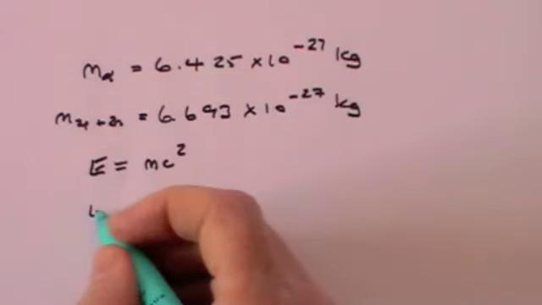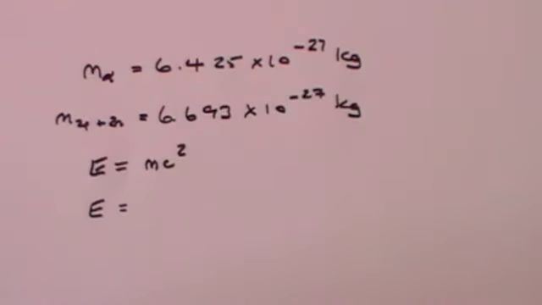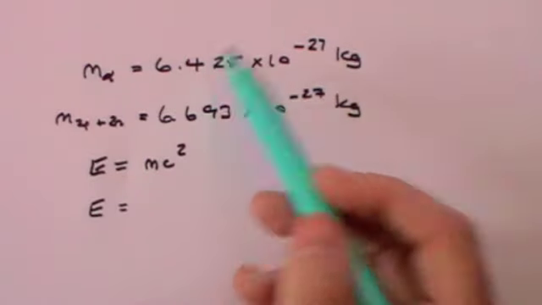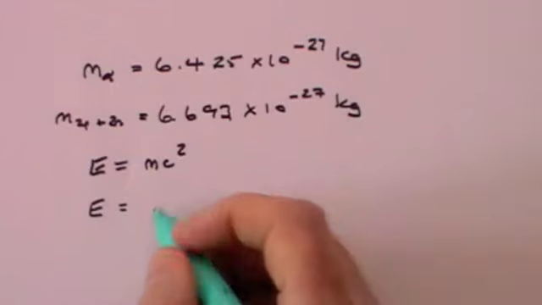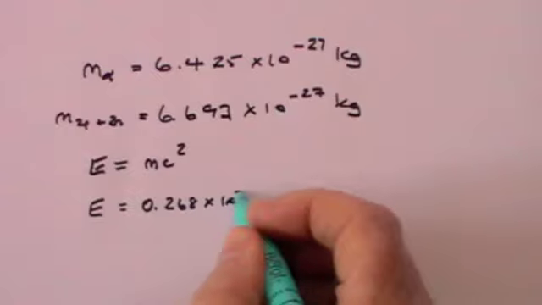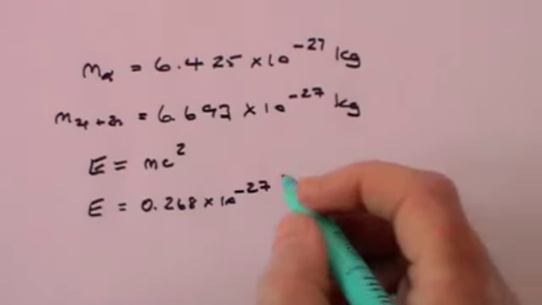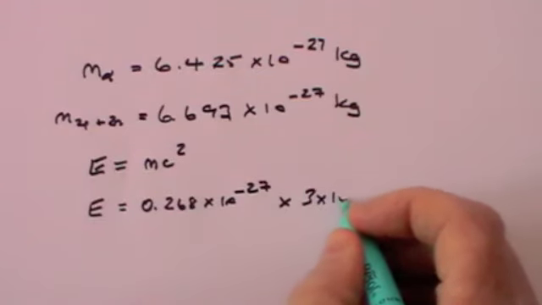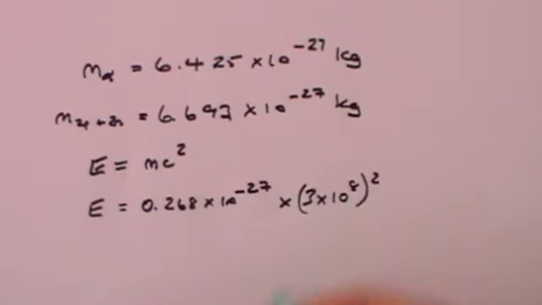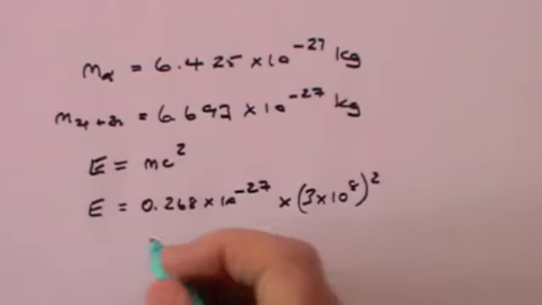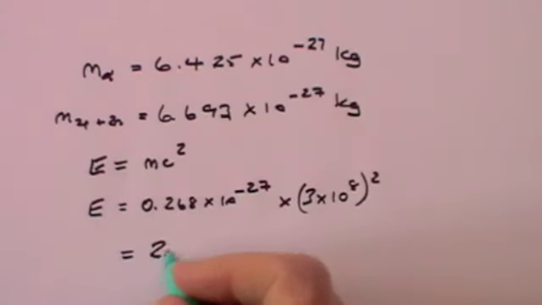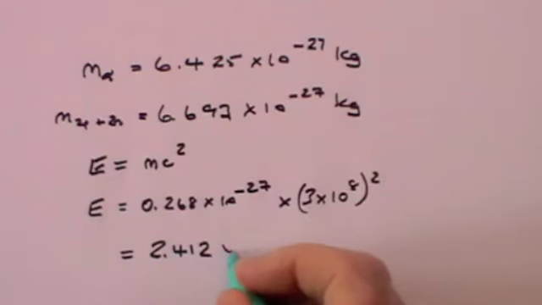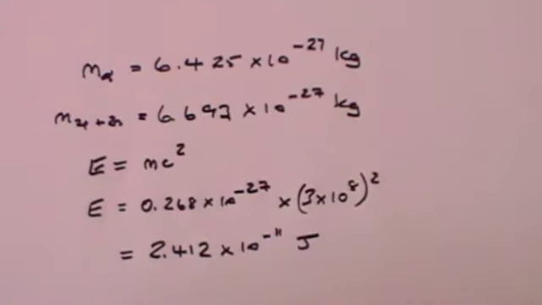So now we're going to say that the energy that's released when an alpha particle is formed is going to be the mass deficit, which is this number minus this number. I think you'll find that will be 0.268 times 10 to the minus 27 times c squared, which is 3 times 10 to the 8 squared. And that comes out to an energy of 2.412 times 10 to the minus 11 joules.